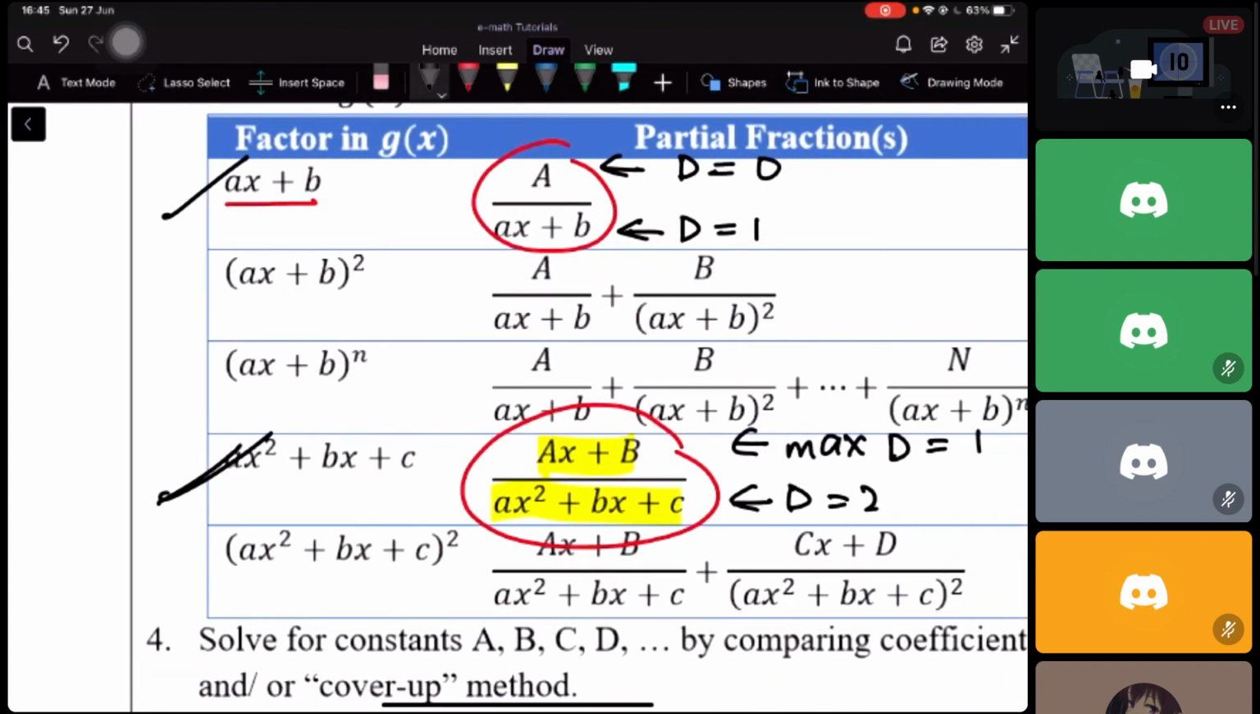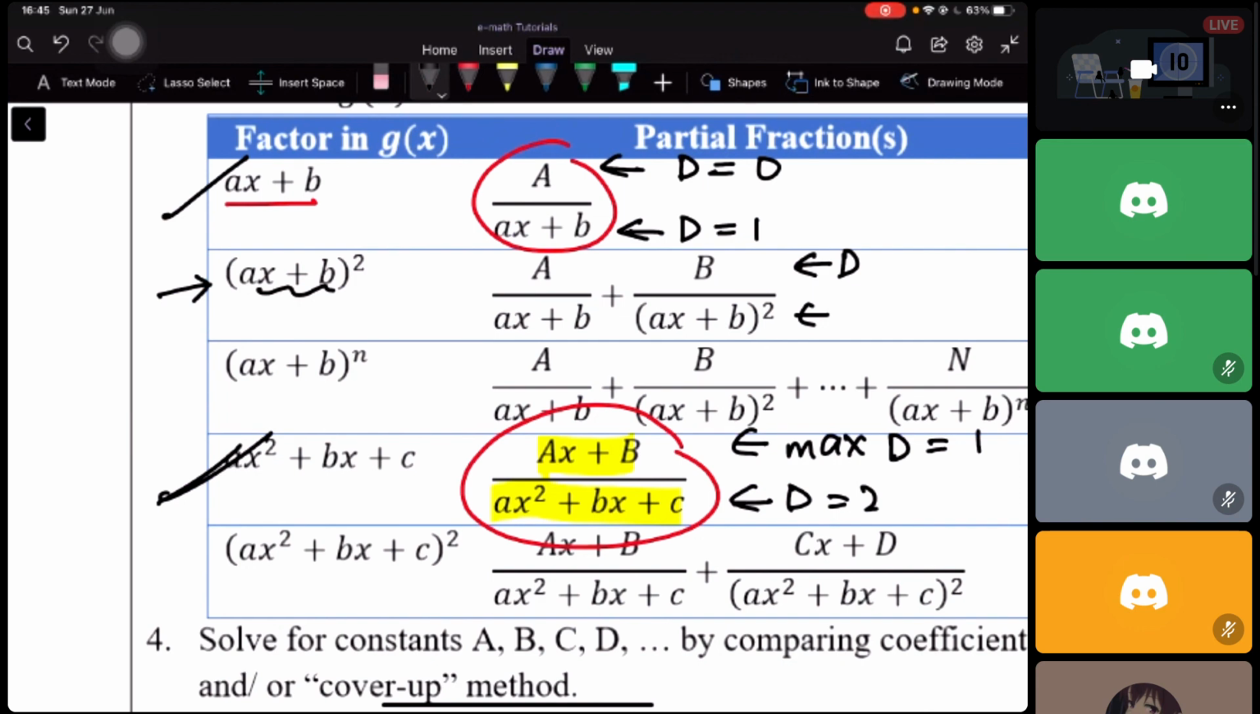So whenever you have repeated factor, right? You see this one is like repeated linear factor. This is a linear factor. I repeat for 2 times. You need to create 2 partial fractions. You see here, whenever you have a linear that repeats, you need to create 2 partial fractions. For a linear, I told you the degree on top is always smaller than the degree at the bottom.